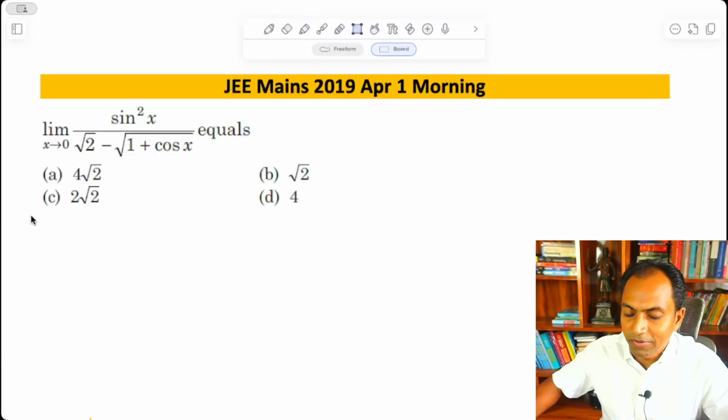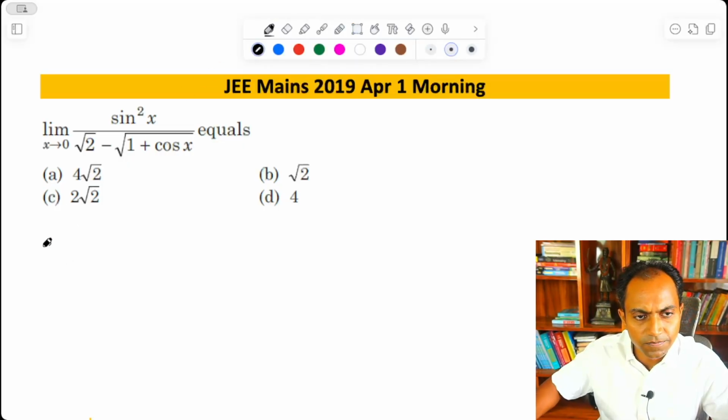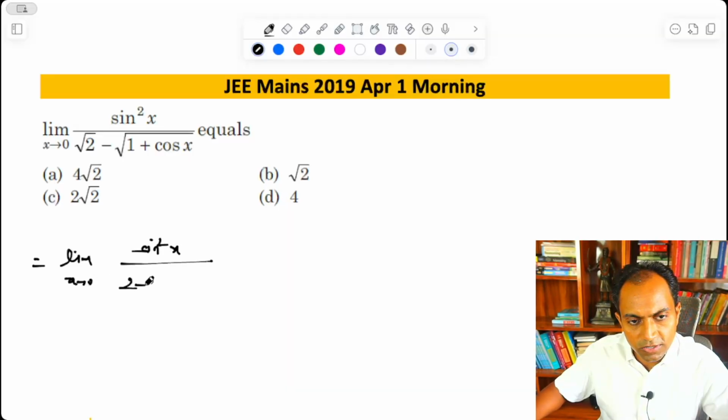Now this question came in 2019. Again, you can see that we can rationalize and directly get the answer. So in the first step, we are going to rationalize it. Since there is a root sign, if I rationalize, this becomes 2 minus 1 minus cos x and into root 2 plus root of 1 plus cos x.